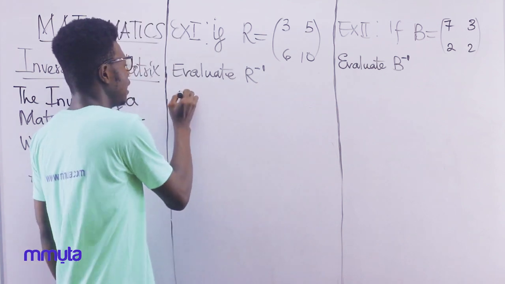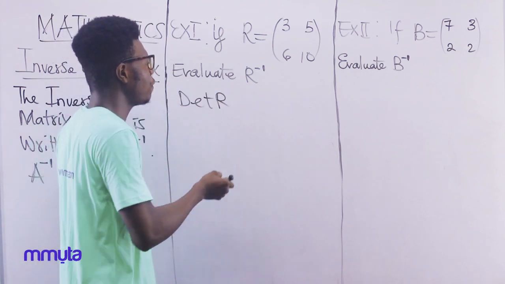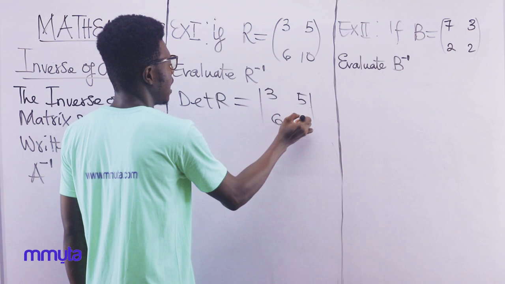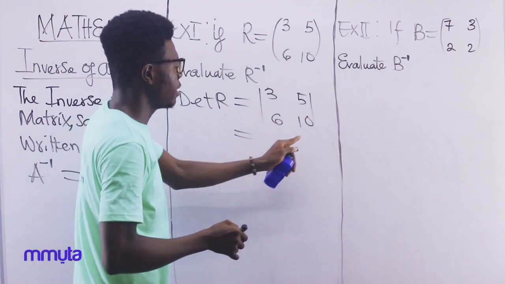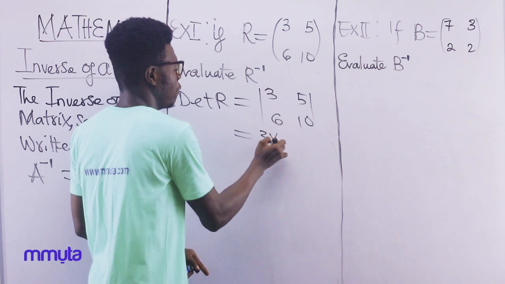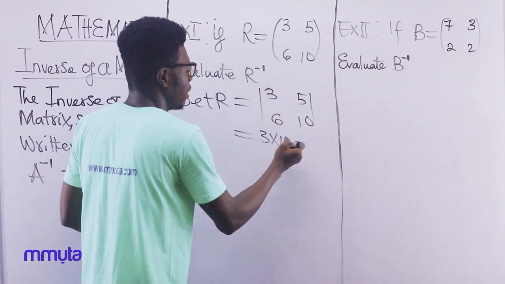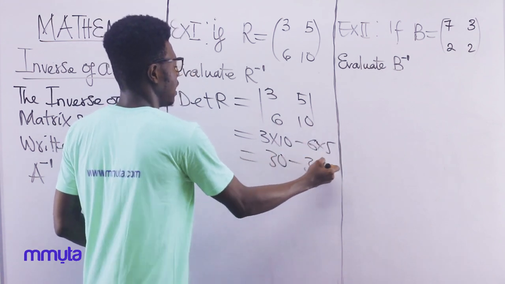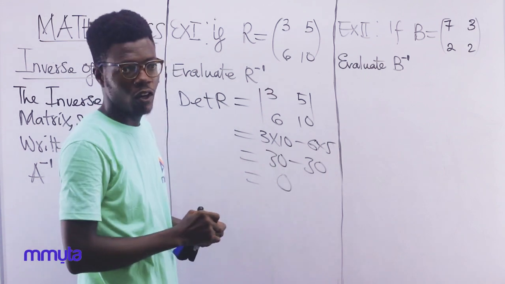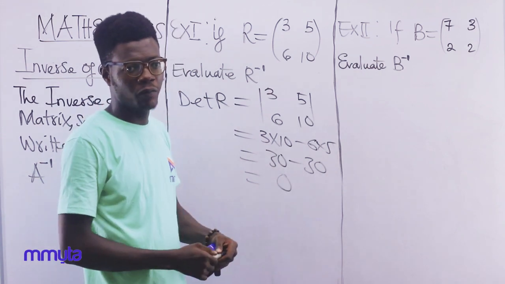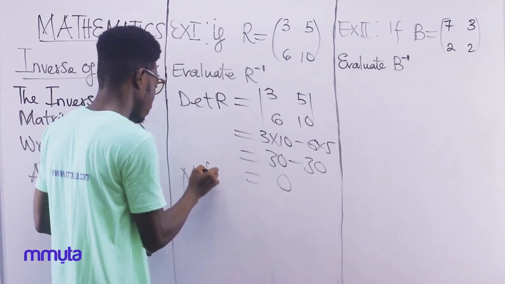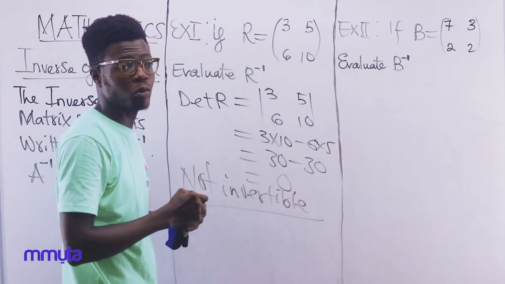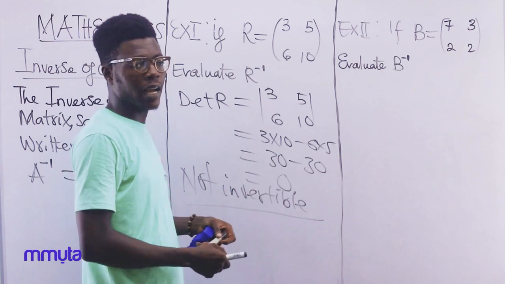So we move on and say that the determinant of R is going to give us this. We have 3, 5, 6, and then 10. Which is what? We say 3 times 10 minus 6 times 5. We now have 30 minus 30, and 30 minus 30 is going to give us 0. So the determinant is 0, and you cannot divide by 0. That means this is not invertible. That is our conclusion. We said that the matrix is not invertible because we cannot take the inverse, meaning that we cannot divide by 0.